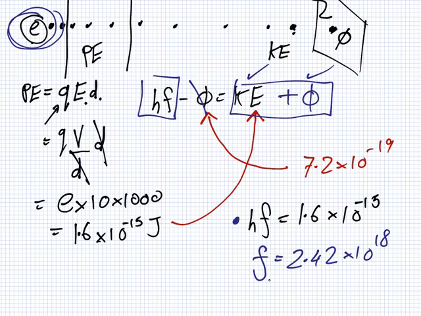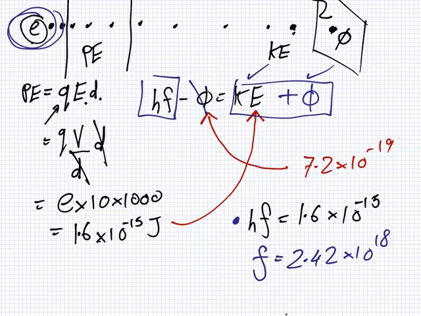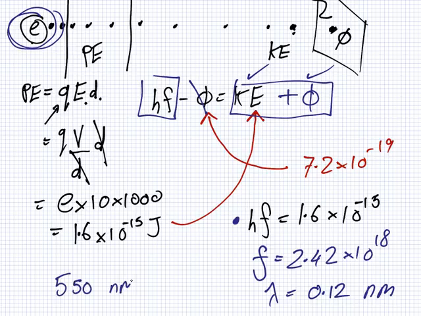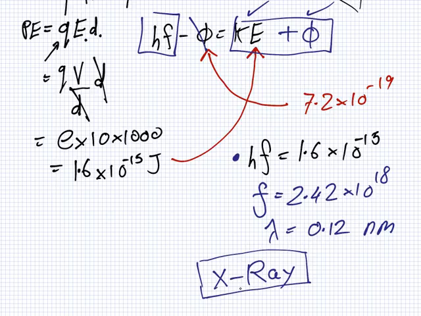Okay. The last part is: what part of the EM spectrum is this photon in? So the frequency... you have to look at this side. The wavelength is 0.12 nanometers. Now if you remember something like red light, it's around 550 nanometers. So what do you think this could be with such a small wavelength? Microwave? Ultraviolet? No, even smaller than that. This, in fact, is an X-ray.